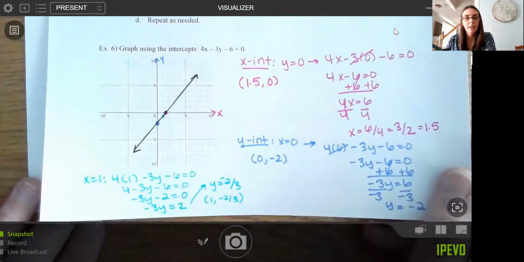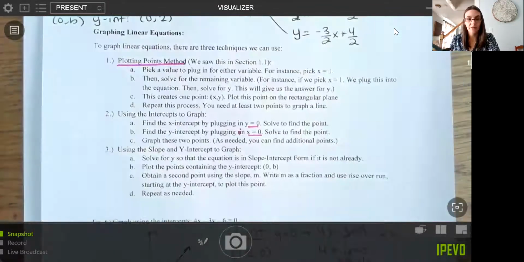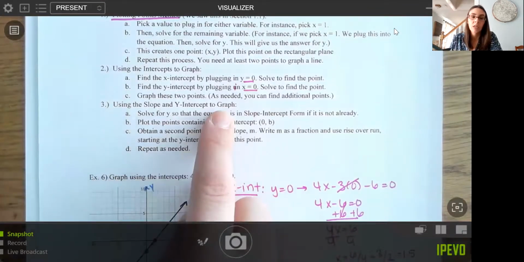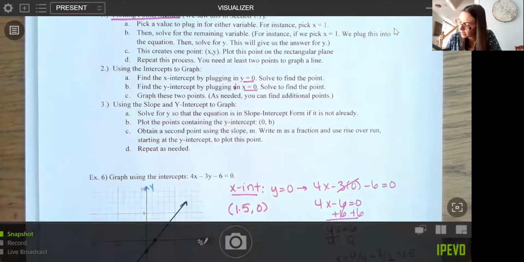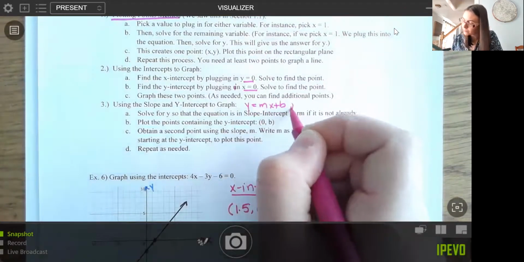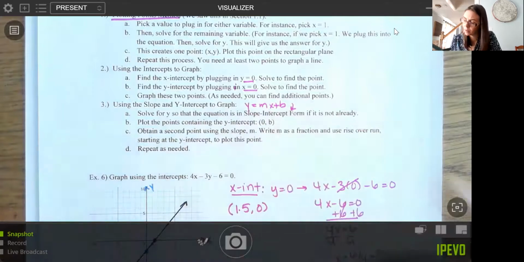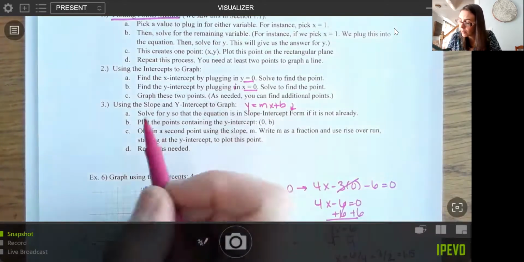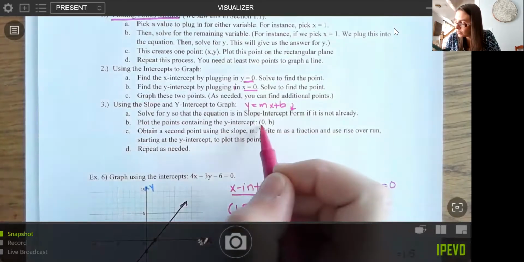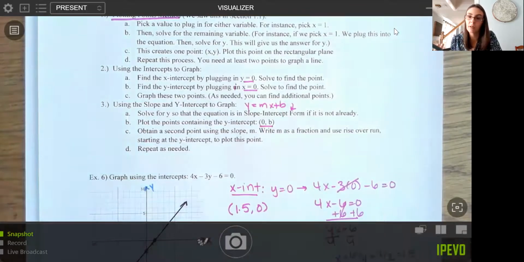Okay. Now, the next method, I'm going to do this example on the following page, is using the slope and y-intercept to graph. So this is great, particularly if you are in that y equals mx plus b form to start, because we can pick our slope and our y-intercept out right away. So if you're not in that form, you want to solve for y first. And then you can find your first point right away. You can find that y-intercept just right there. There's your b value. That's your y-intercept. You already have 1 point.